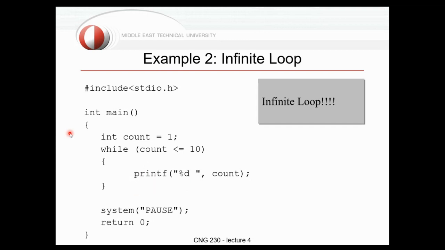All right, the second example is related to infinite loop. You see here we don't add anything to count. Count is always equal to 1. So this condition holds forever. That's why we have an infinite loop. Usually in our programs, we are avoiding it because we don't want our C program to run forever. We want it to stop at a certain point.